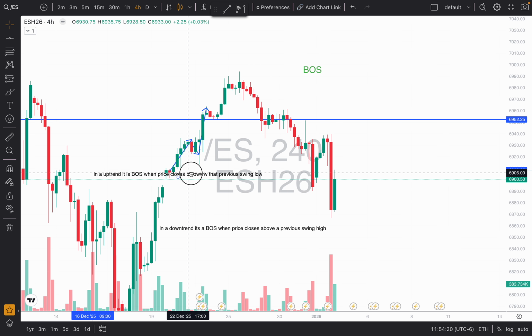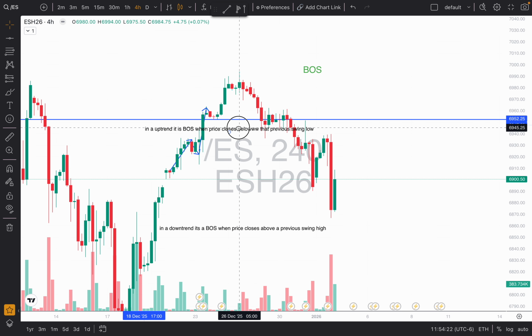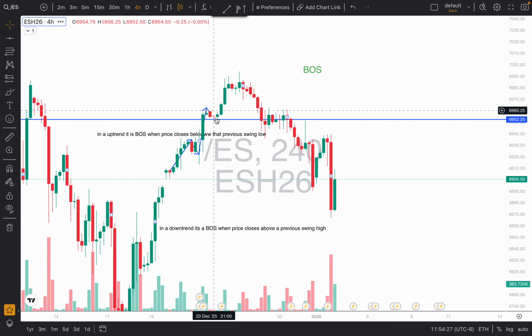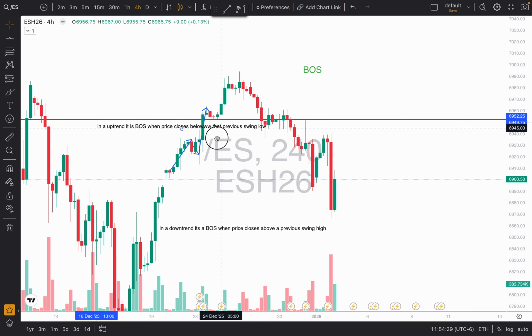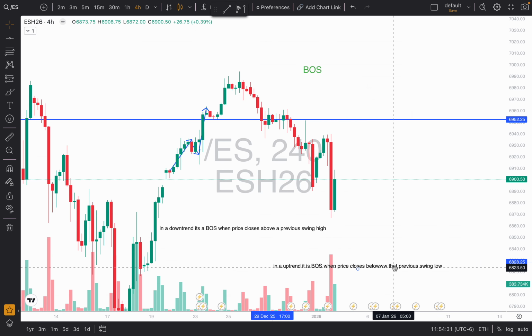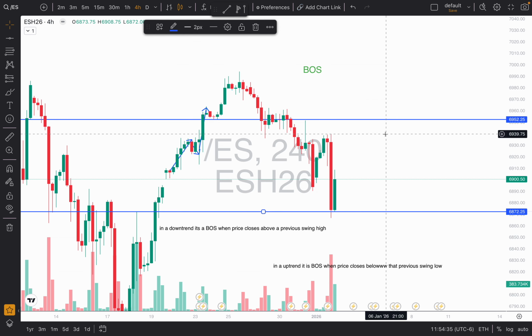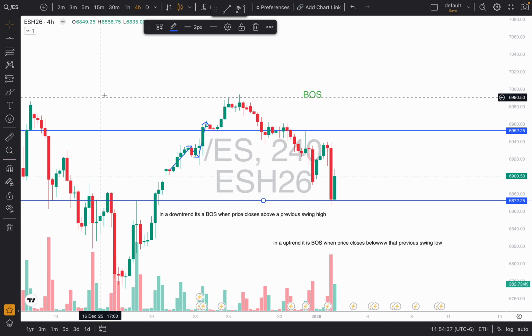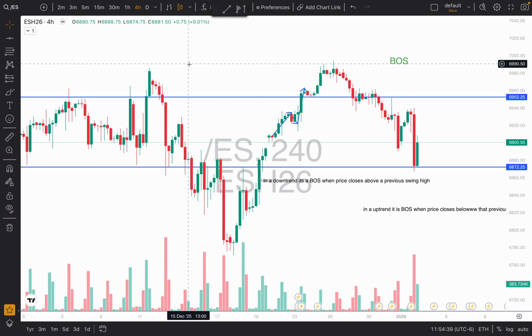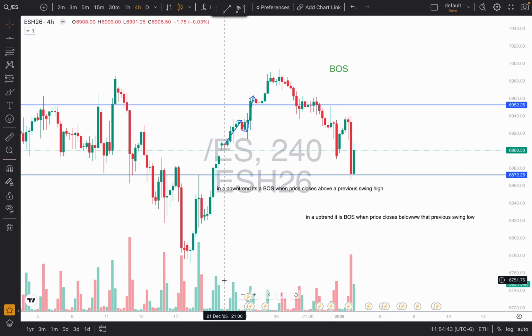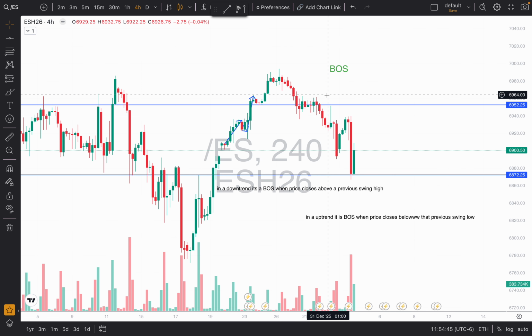In an uptrend, it is a break of structure when price closes below that previous swing low. Just like this, it closed above this swing low, and with these swing highs, just like this, right? So with both of these plays, just off of knowing market structure and break of structure, you would have been able to cash on both of these plays.